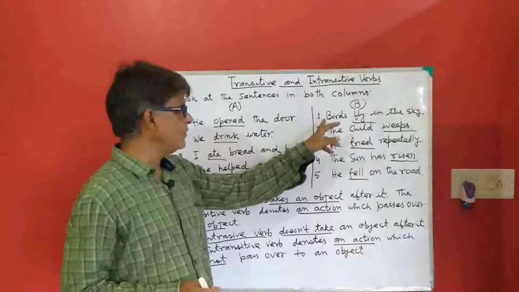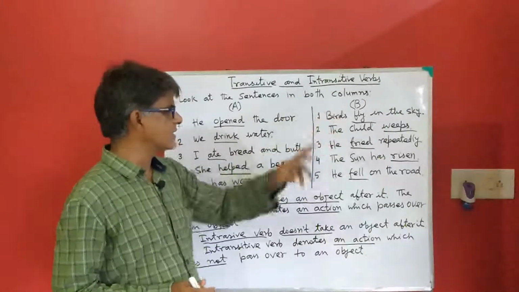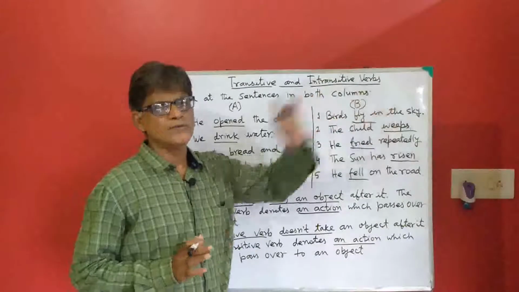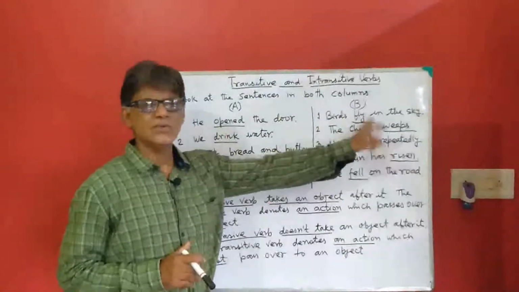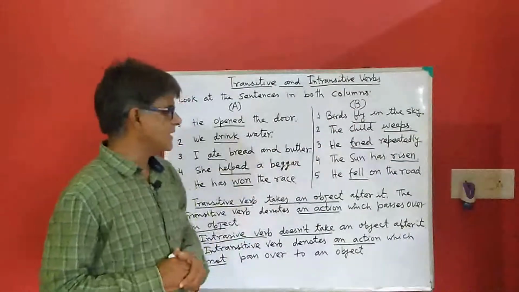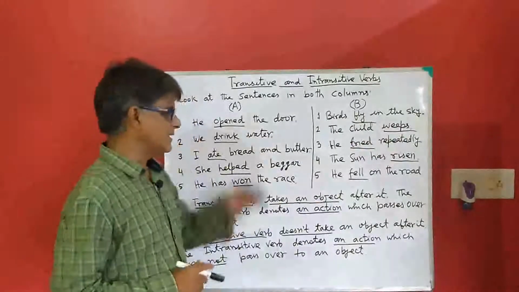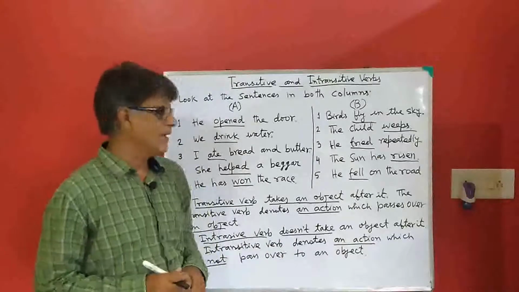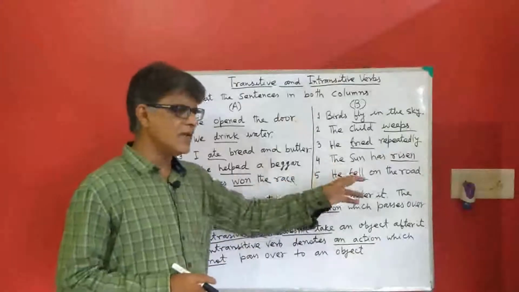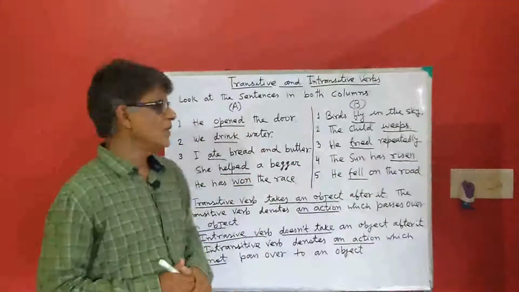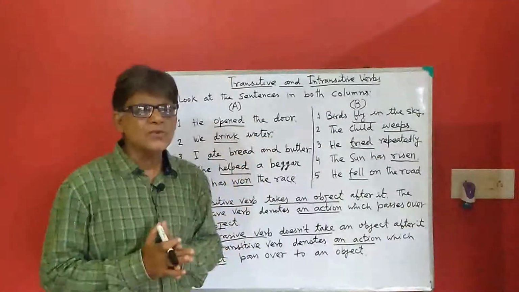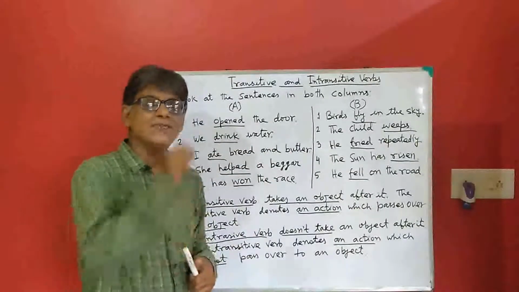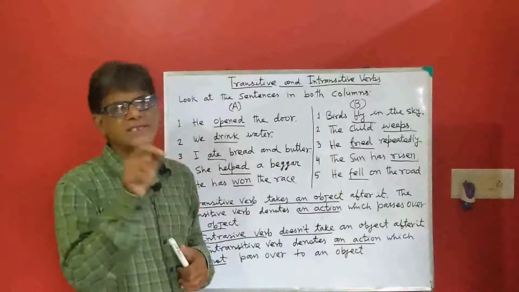Now look at the first sentence. Birds fly. Here there is no object. In the first sentence there is no object. In the second sentence also there is no object. Similarly in the third sentence and the fourth sentence and the fifth sentence there are no objects. So when there is no object in a sentence, then the verb will be intransitive.